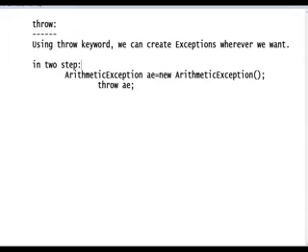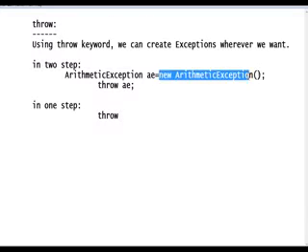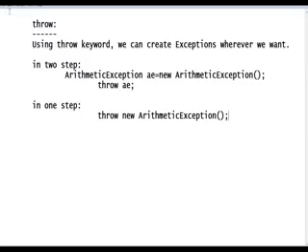In 1 step also we can create. How to write in 1 step? Throw keyword, throw AE. What is AE, guys? Here AE means new ArithmeticException. Just write throw new ArithmeticException. In 1 step also we can write that.